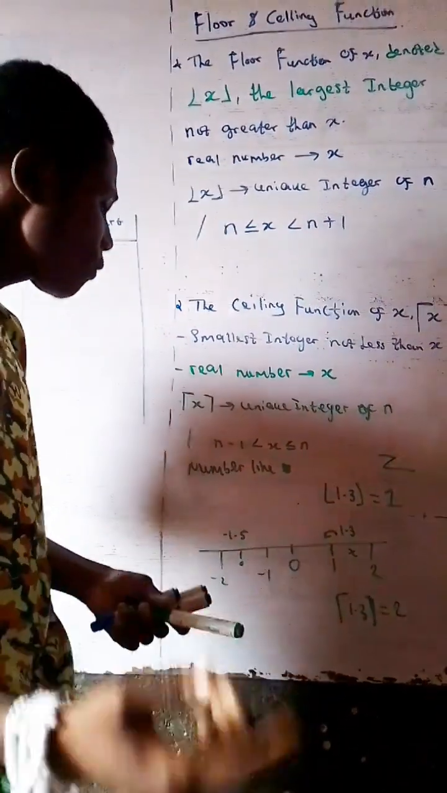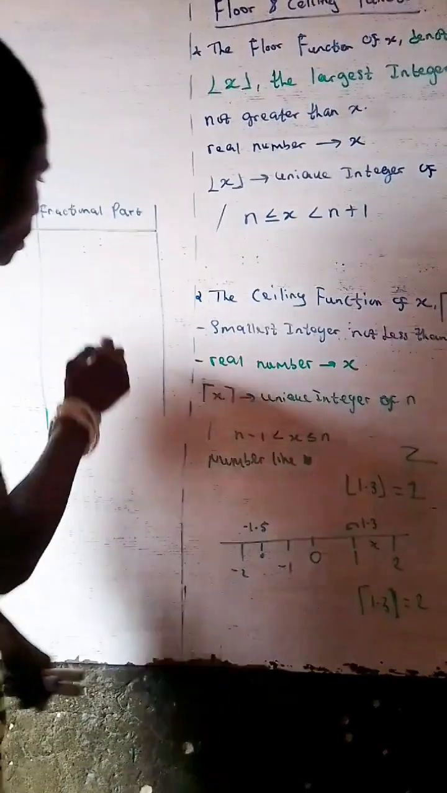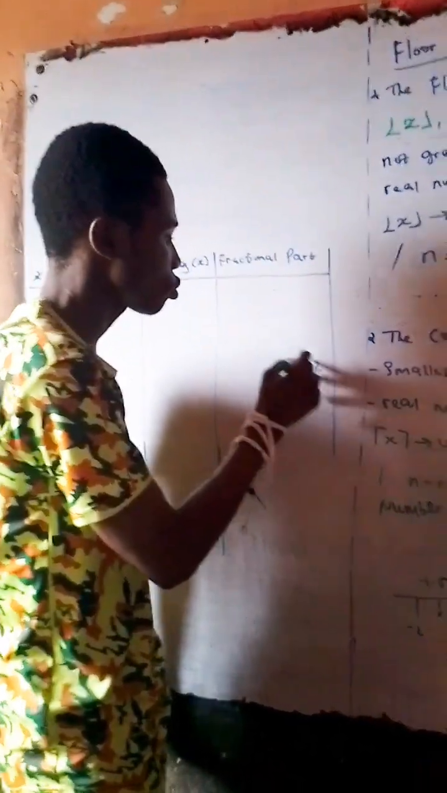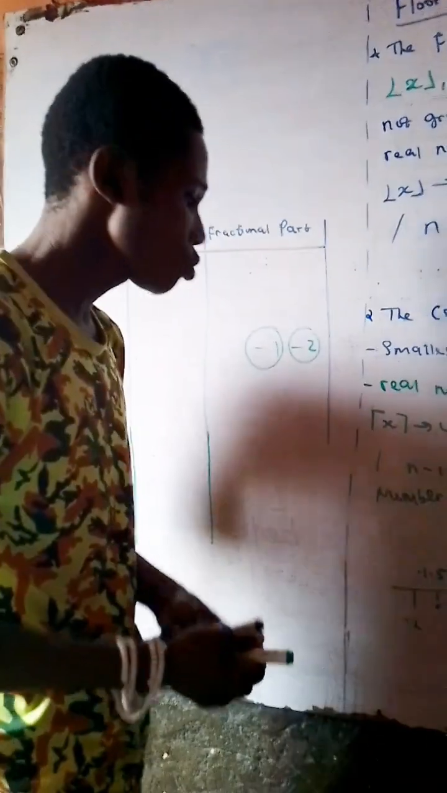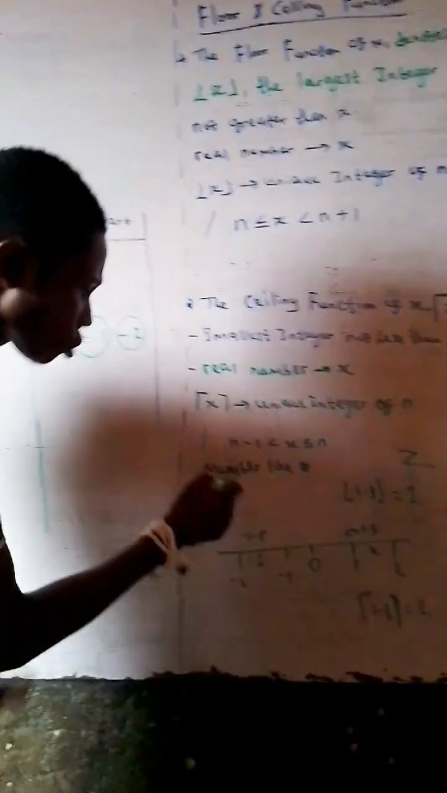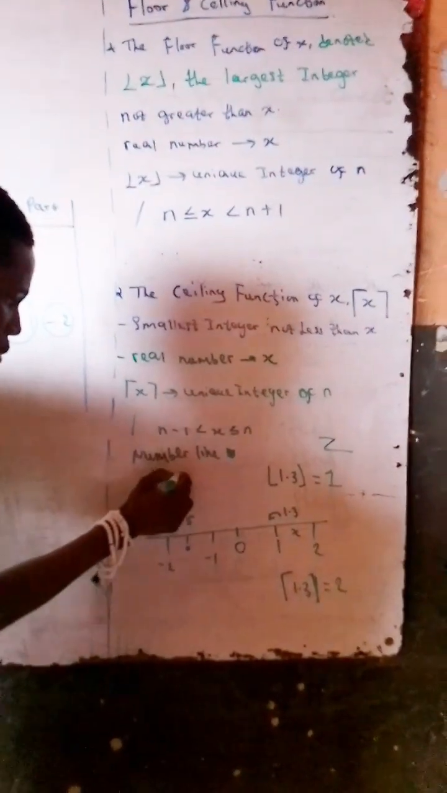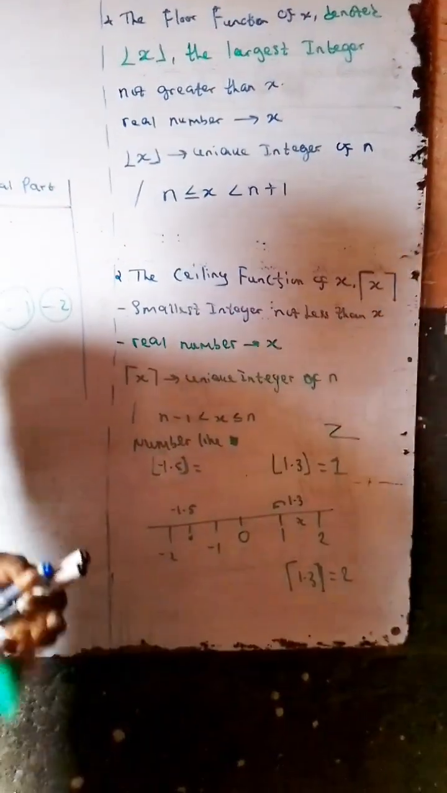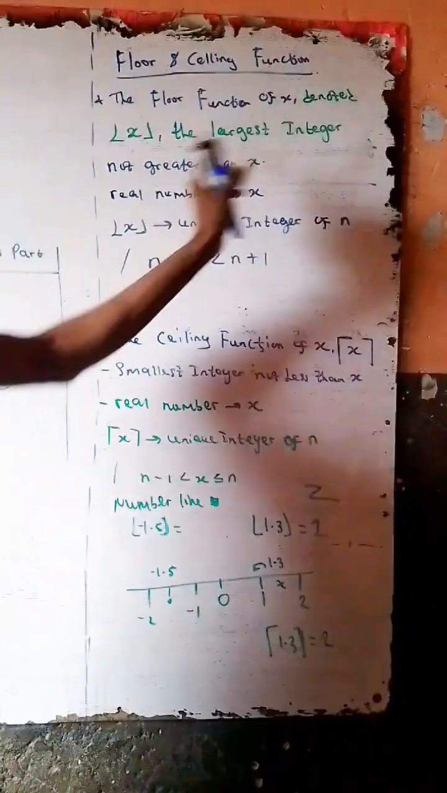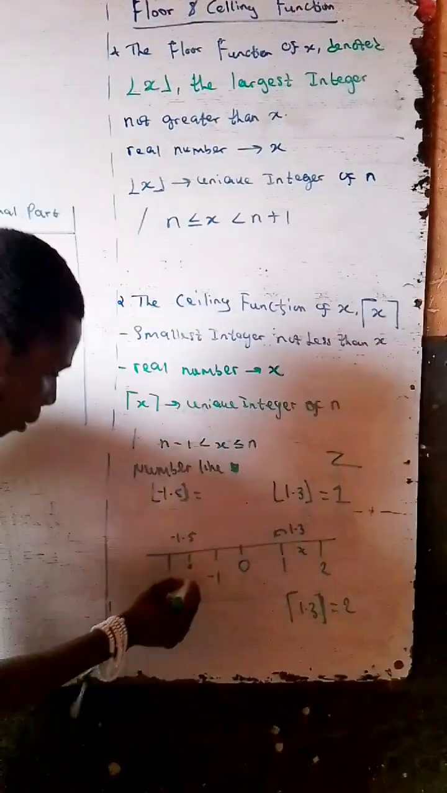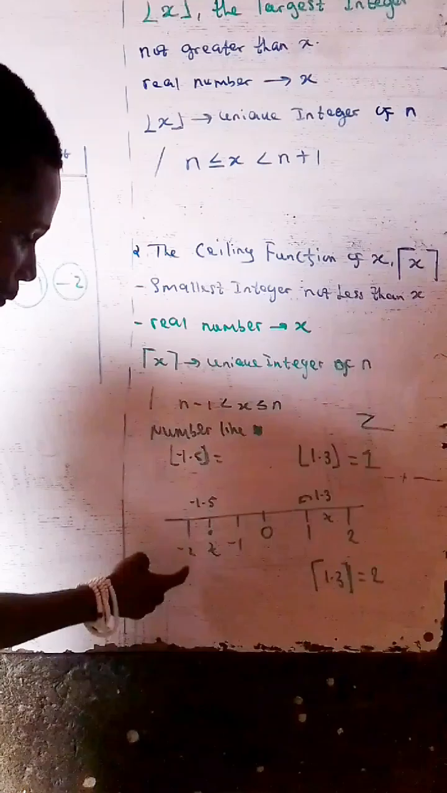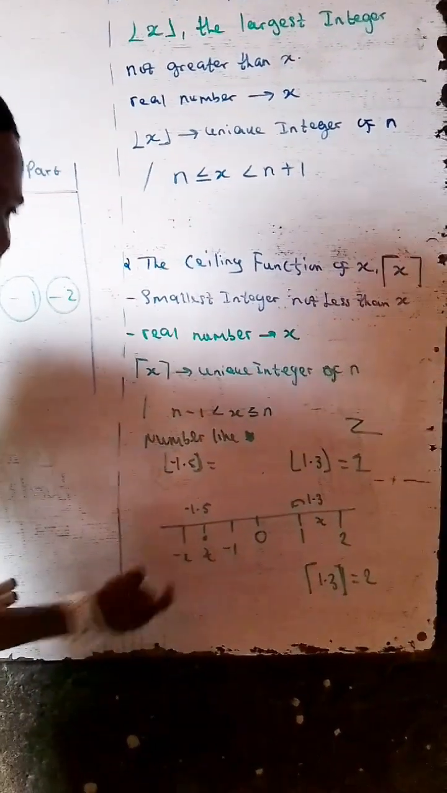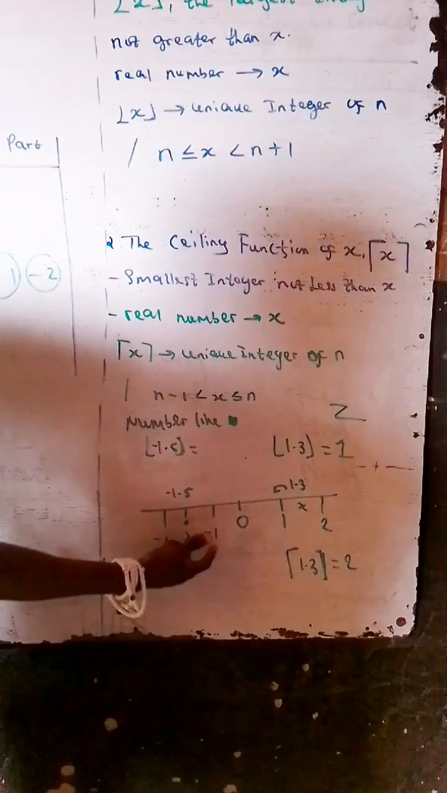Are you with me? So moving on, we all know that minus 1 is greater than minus 2 in terms of negative value. Therefore, if you are to find the floor function of minus 1.5, I told you guys already that it is the larger integer not greater than x. Now, at this point here, we all know that this value can never be greater than x. Why is that? It can never be greater than minus 1.